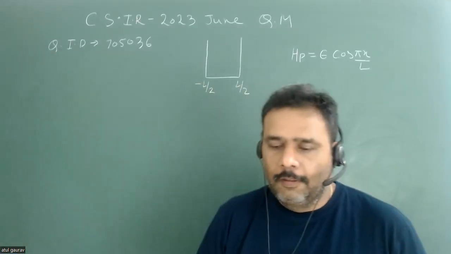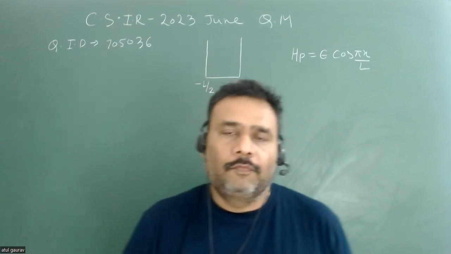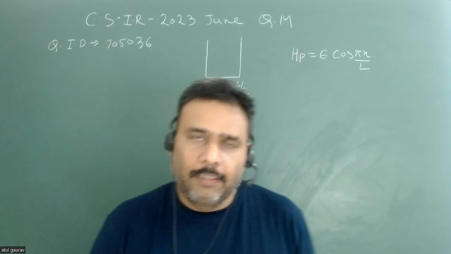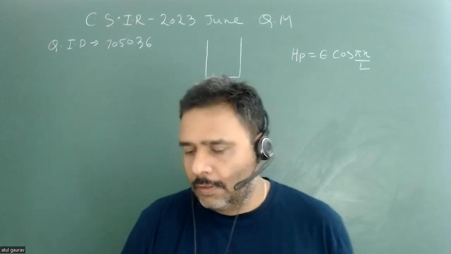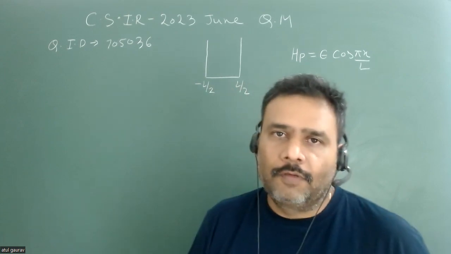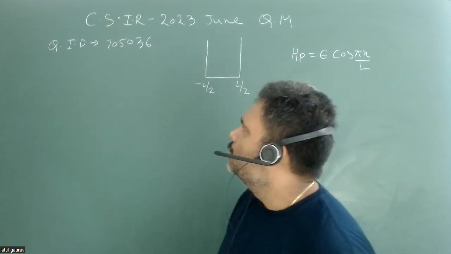Hello students. Let's try to solve one more problem from CSIR-NET 2023. This exam was held on 8 June. This is a very simple, straightforward problem, and it is from Perturbation. The question ID is 36.